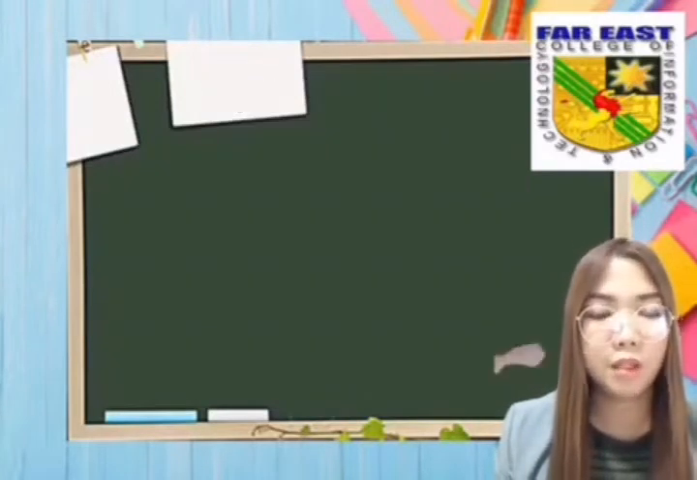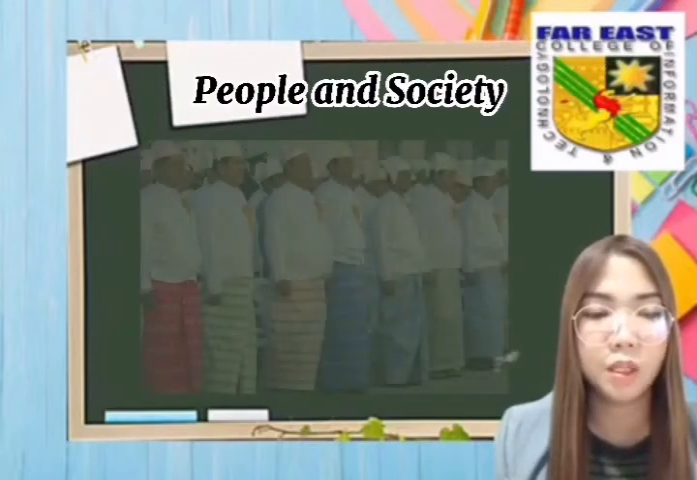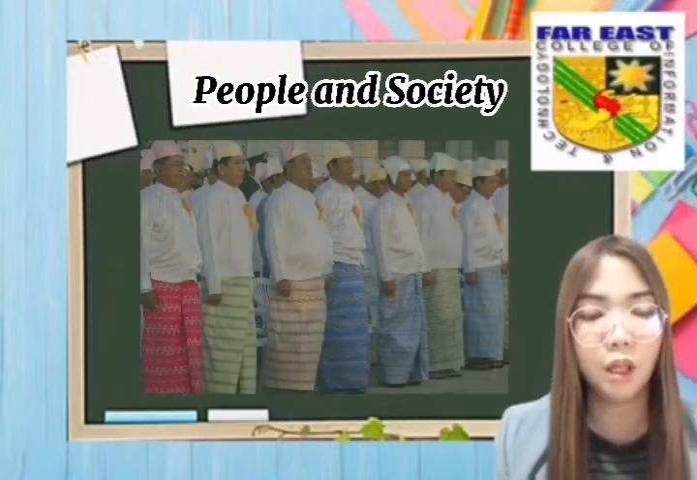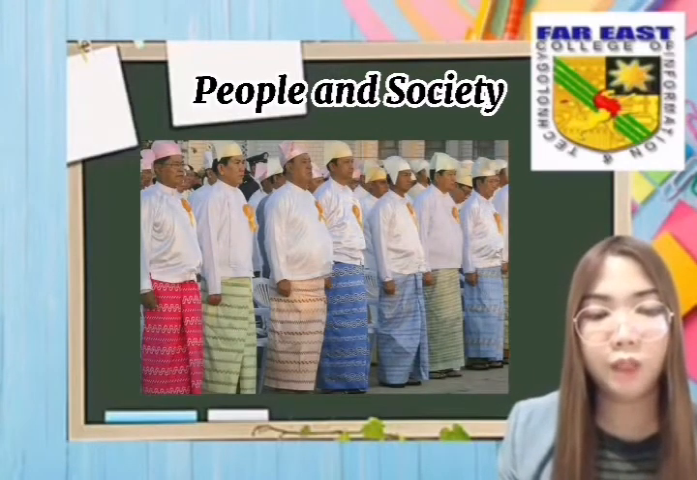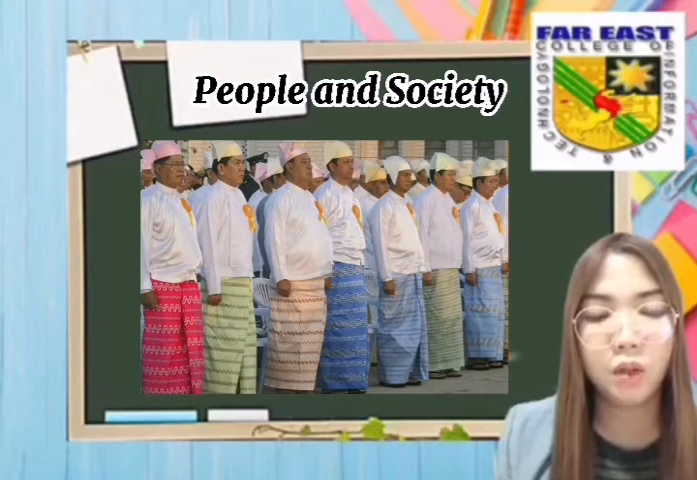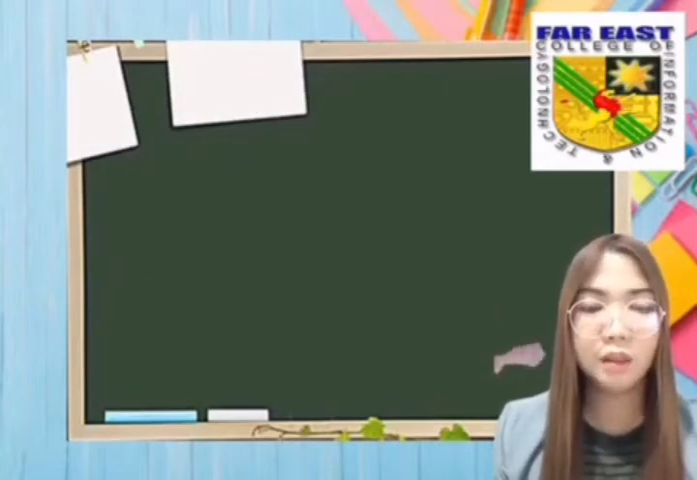Then for the people in the society, the most commonly known ethnic group is the Burman, 68.0% of the total. Their language, of course, is Burmese, their official language. And their religion is also Buddhist. Okay, so next is Thailand.